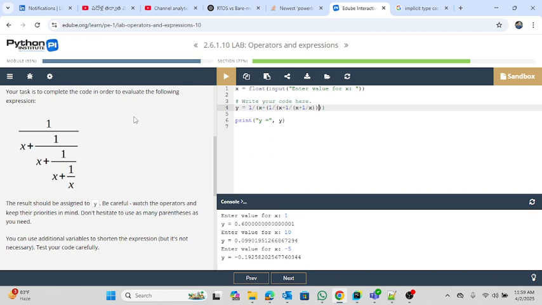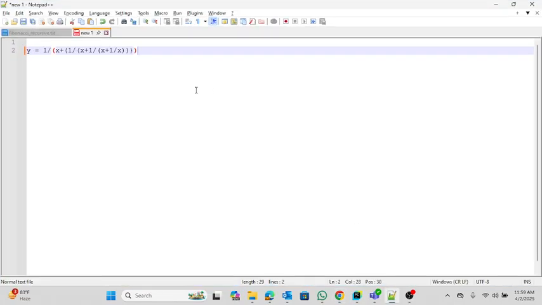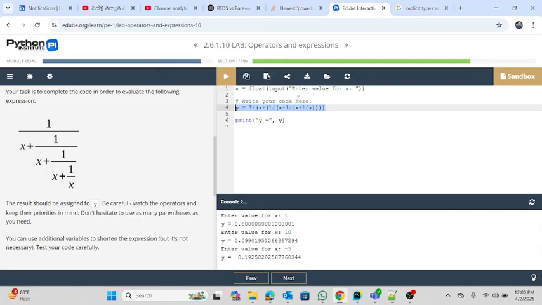Okay. So the same thing we can try here in Notepad++ so that we can see the brackets, right? So let's copy here. So this one is okay, then this one is okay, right? So this one is for this one, for the internal one. Okay, guys, so this expression is correct. Then we'll try to give some numbers and see.